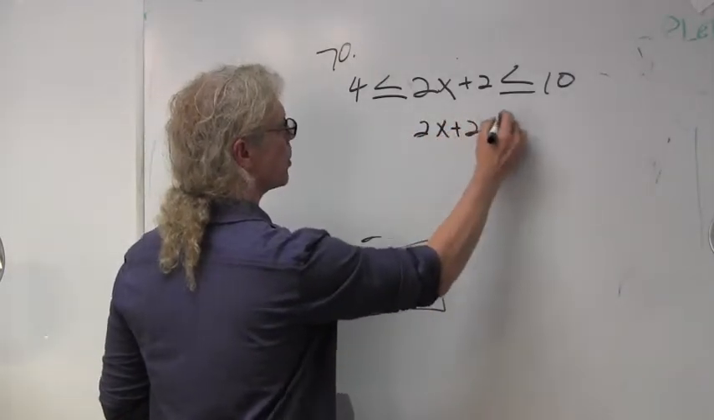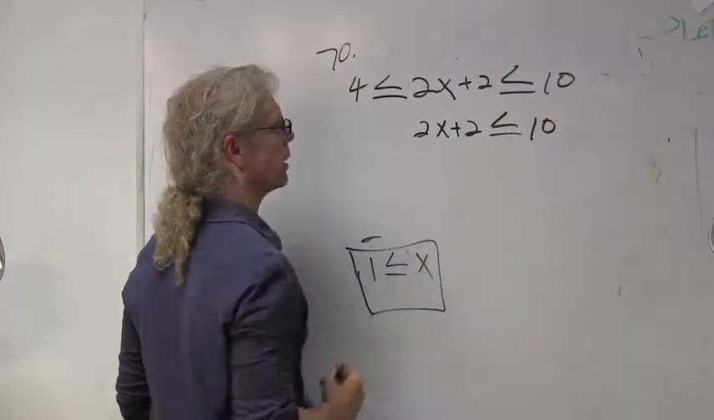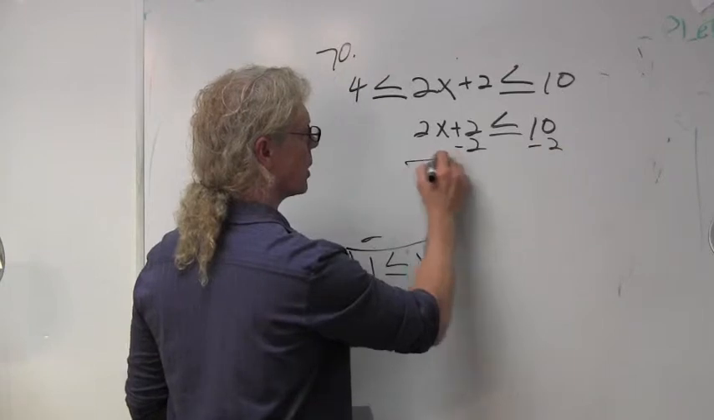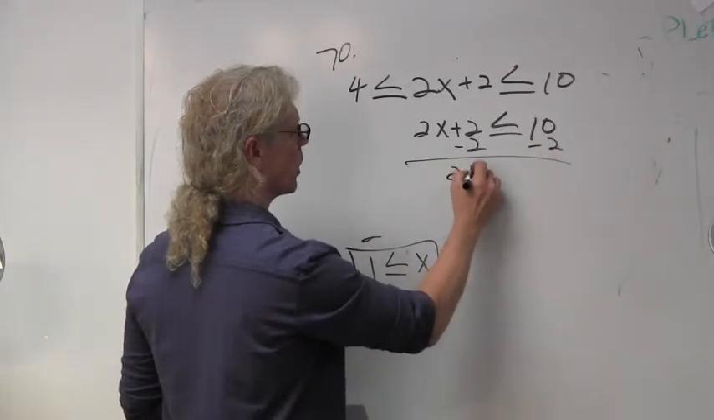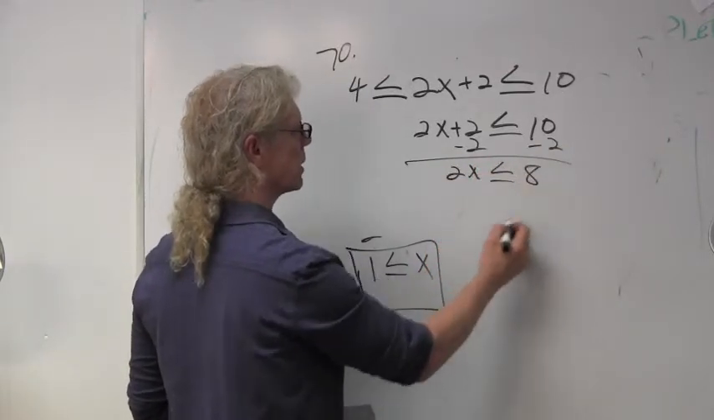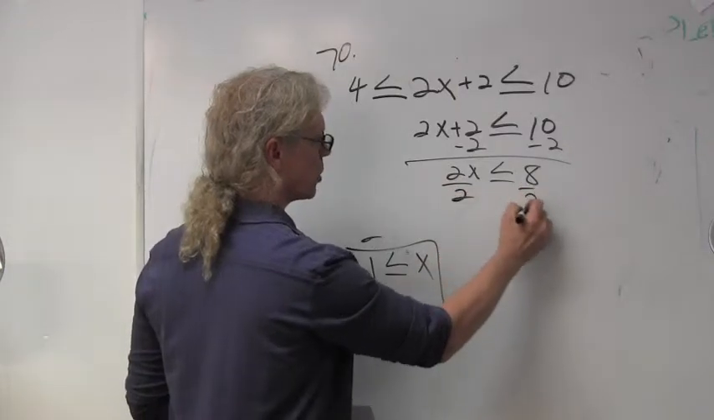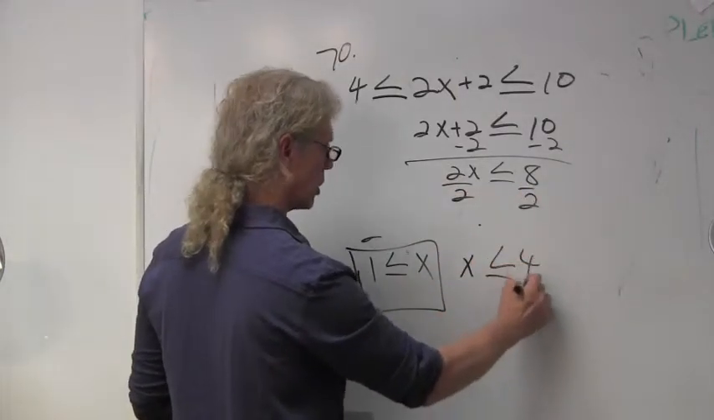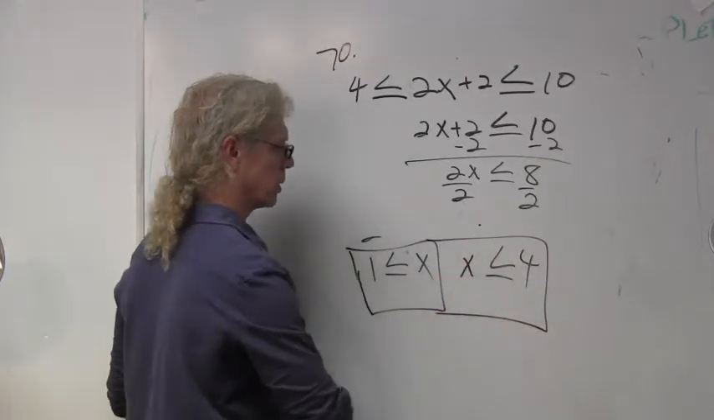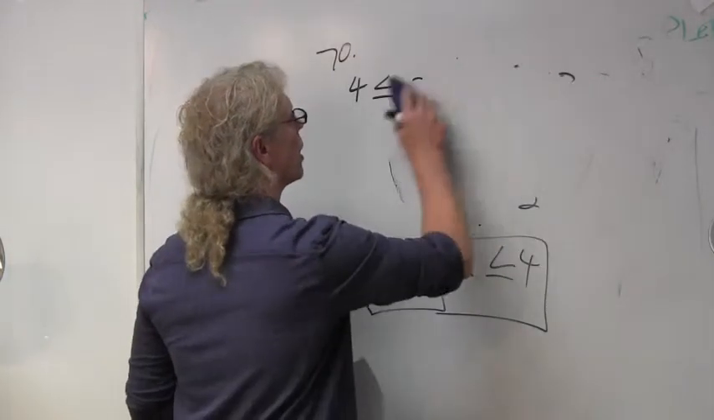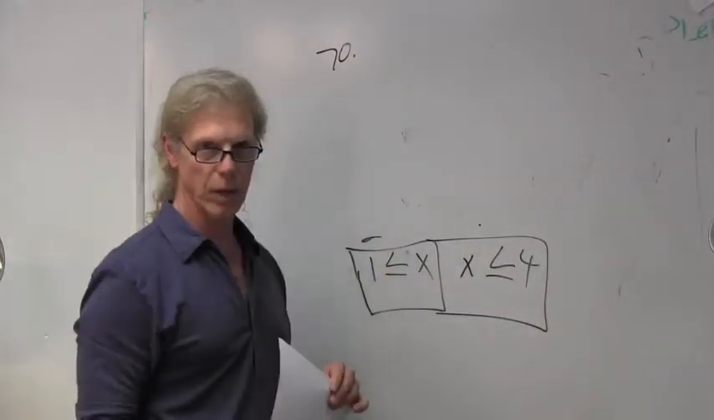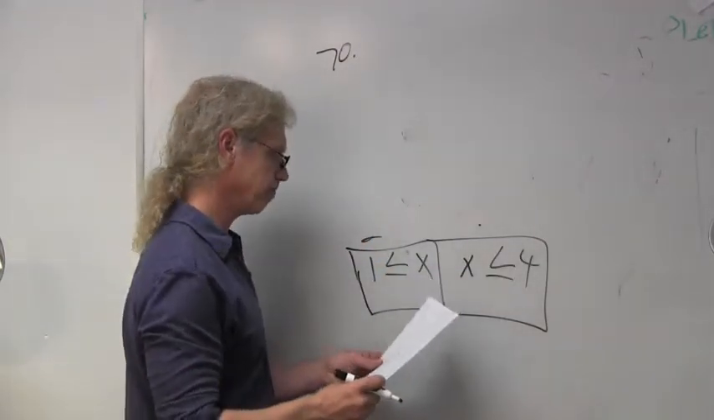2x plus 2 is less than or equal to 10. In this case, I'm going to subtract 2 from both sides of the equation, leaving me with 2x is less than or equal to 8. Dividing both sides by 2, leaving me with x is less than or equal to 4. So those are the two numbers that we need to know about, along with their inequality signs.